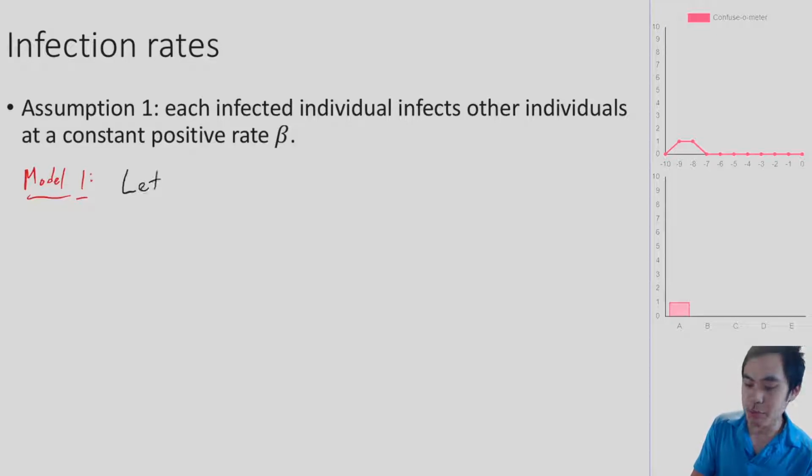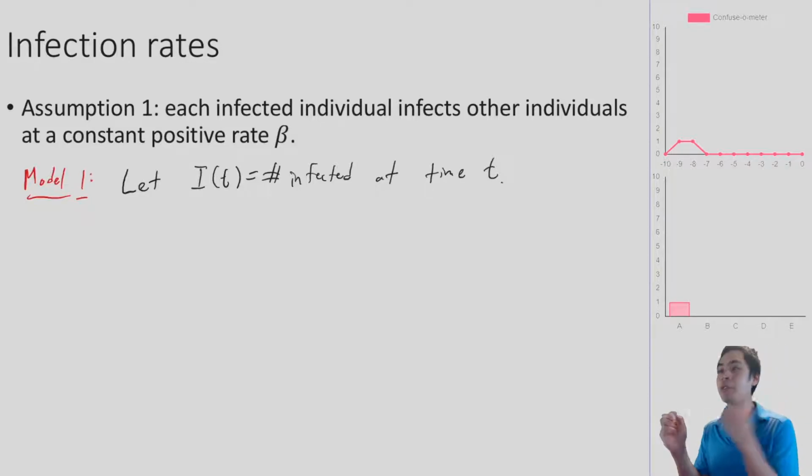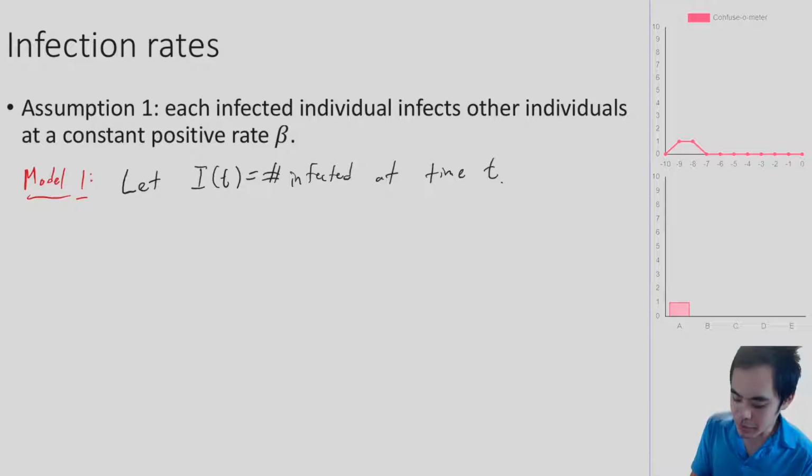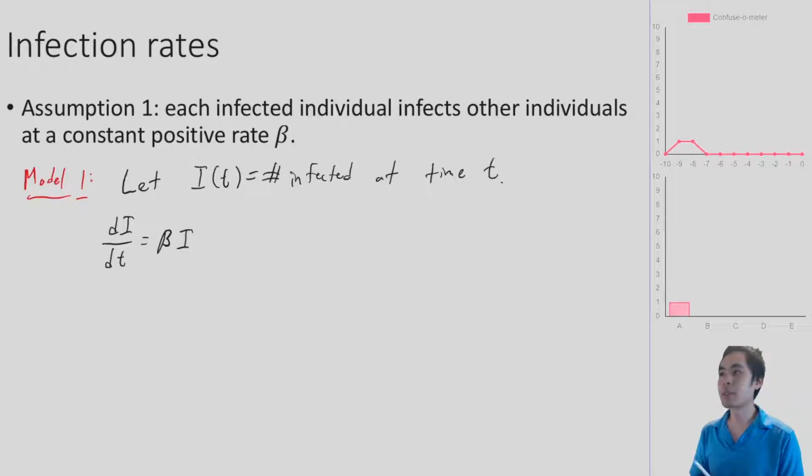So, well, we need to set up some variables. Let I of t be equal to the number infected at time t. So the number of infected individuals. Well, what we're saying is we have this infection rate. And so that's the change in the number of people who are infected, right? So what we can say is that the change in the number infected as a function of time, so dI/dt, the rate at which that changes is equal to beta times I.